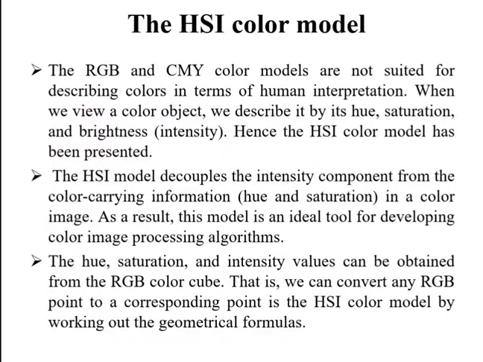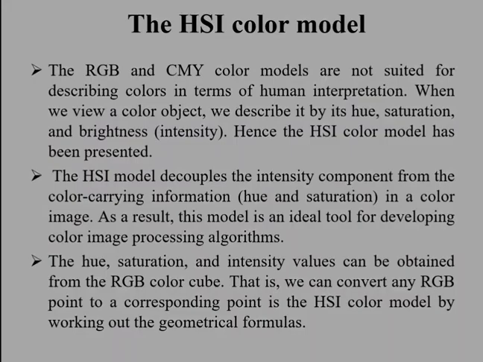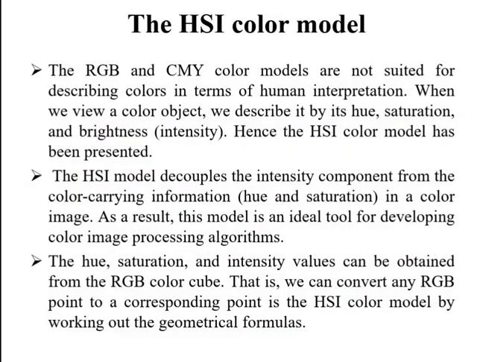For example, one does not refer to the color of an automobile by giving the percentage of each of the primaries composing its color. Furthermore, we do not think of color images as being composed of three primary images that combine to form a single image. When a human views a color object, we describe it by its hue, saturation and brightness.